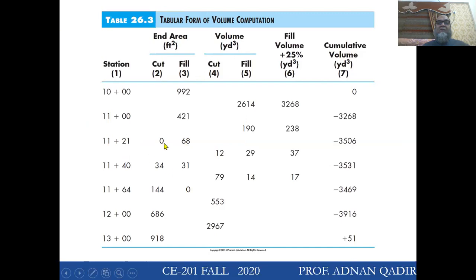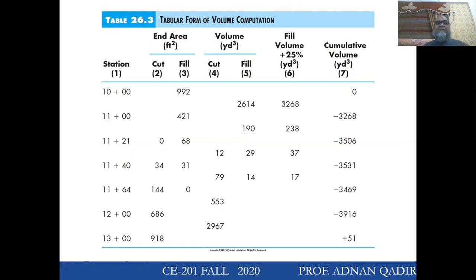Now for this 1121 and 34, I have to calculate both areas, both the cut and fill sections. So between this and this, the difference is, what you do, 0 multiplied by plus 34, that becomes 17, and then you multiply by 1140 minus 21.